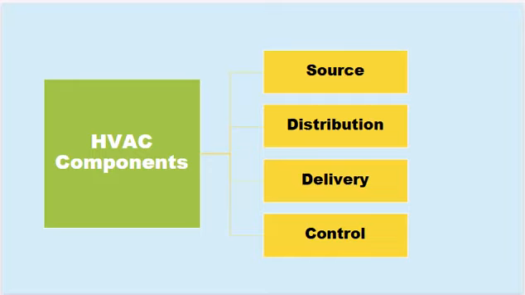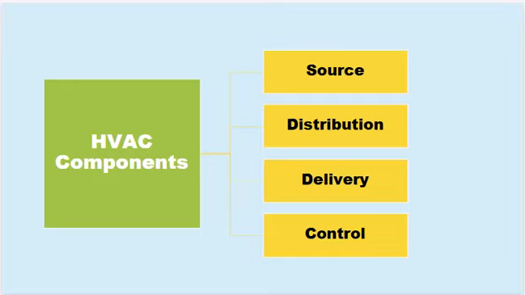Next is distribution. This is all about moving that treated air or water to where it's needed. Ductwork helps circulate air, piping systems move hot or chilled water, and fans and blowers make sure everything flows smoothly. Then we have delivery. This is how the air or water reaches the spaces. Air diffusers and grills spread air evenly, radiators deliver heat, and VAV boxes help control airflow in specific areas.